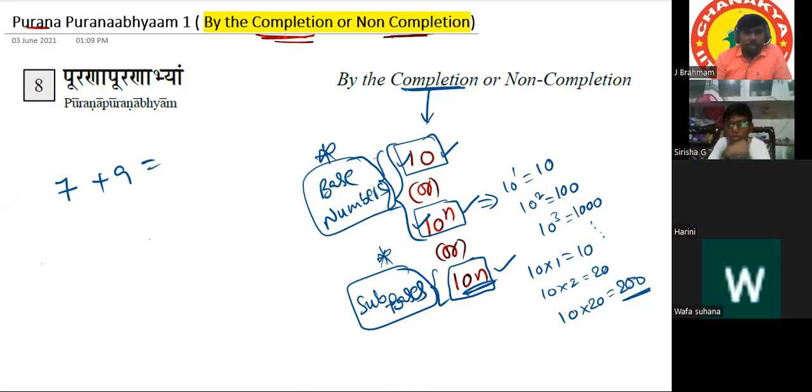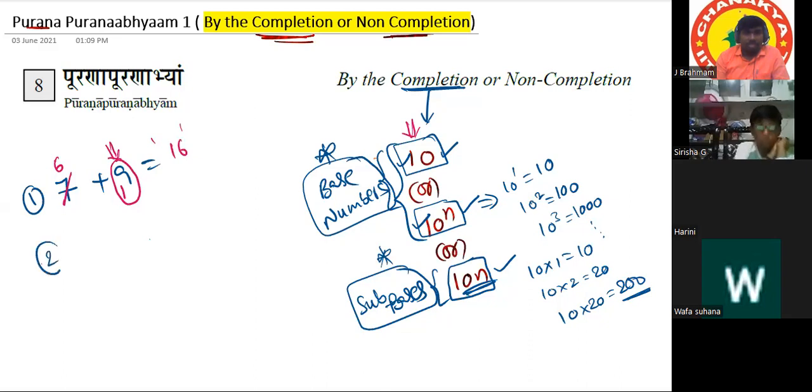So here the approach is, we have to complete any one number. We may complete 7 or we may complete 9. Suppose I am going to complete 9 first. To complete 9, how much is required? You know completion. What is meant by completion? Yes, 1 is required. To complete 9 means we are making it 10. So 1 is required, and this 1 we take from 7, and this number becomes 6. The completed number is 10. 10 plus 6 will be 16. So this is the answer. Okay, so this is one way.